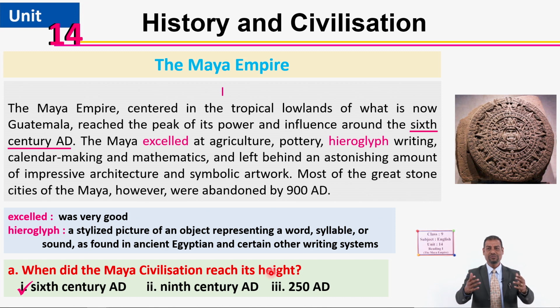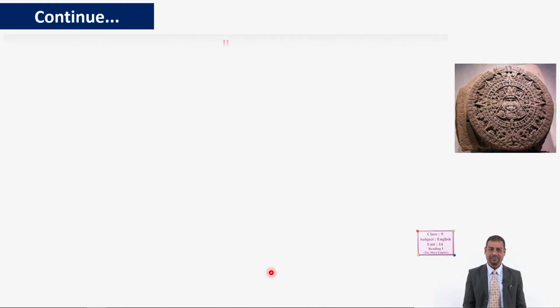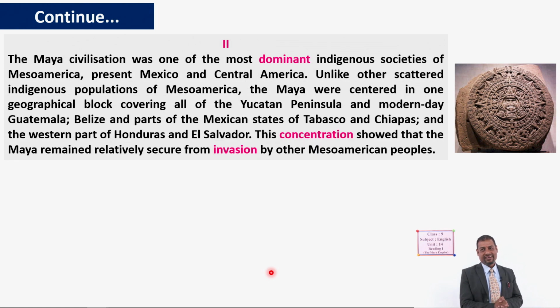Now, I want to move to the next paragraph. And this is, so what do you see there again? Yes, picture. And what is it about? Let me read once again. And you can read with me together, okay? The Maya civilization was one of the most dominant indigenous societies of Mesoamerica, present Mexico and Central America.